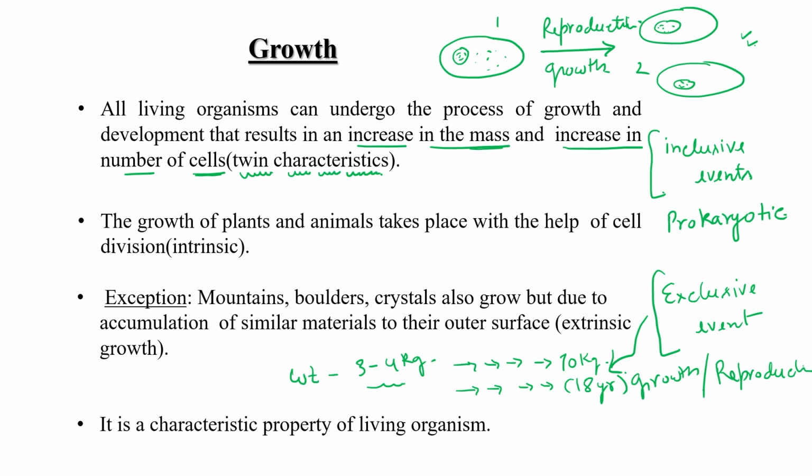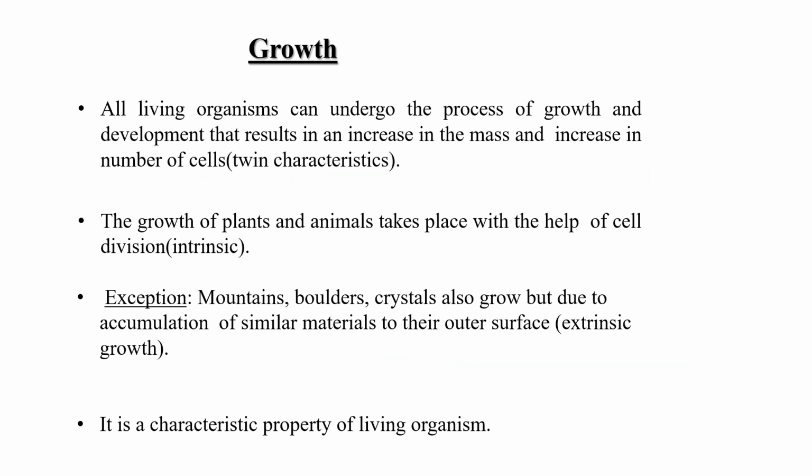Okay. So why am I discussing these two points? Because if we compare prokaryotes with eukaryotes or multicellular organisms, the growth and reproduction is different. For prokaryotes, this is an inclusive event, both occur simultaneously. Increase in mass and increase in number, these two twin characters come simultaneously, and both come under the category of growth. But this is not true for eukaryotes. That's why I have discussed so much about this event. So this is a twin character, right?